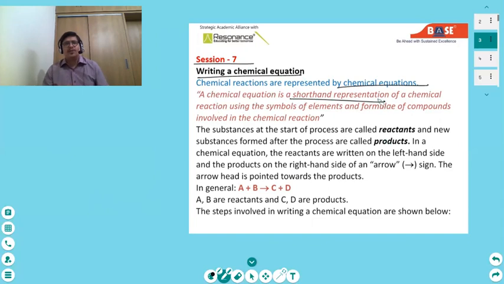A chemical equation is a shorthand representation of a chemical reaction using the symbols of the elements and the formulas of the compounds involved in the chemical reaction. In short, you can tell that it is a symbolic representation of a reaction. First time the concept of chemical equation was given in the year 1615 by a French chemist. His name was Jean Beguin.